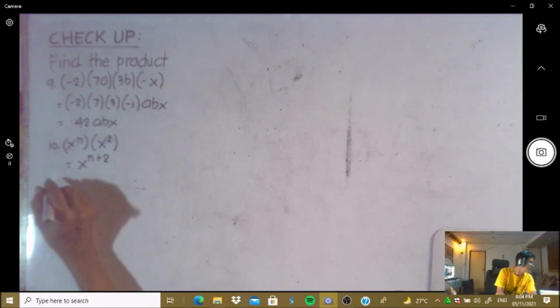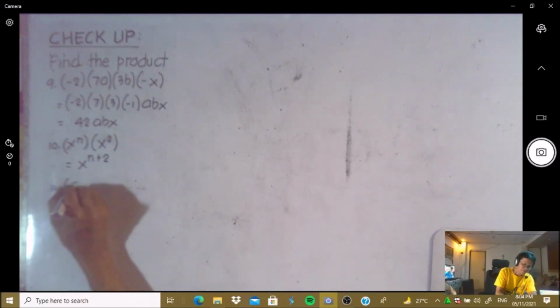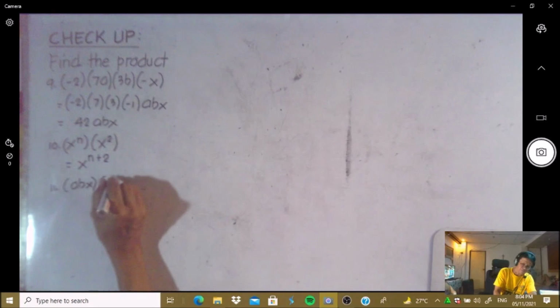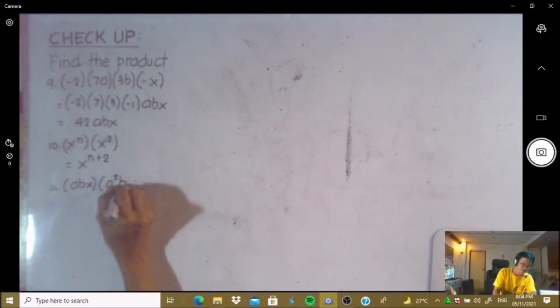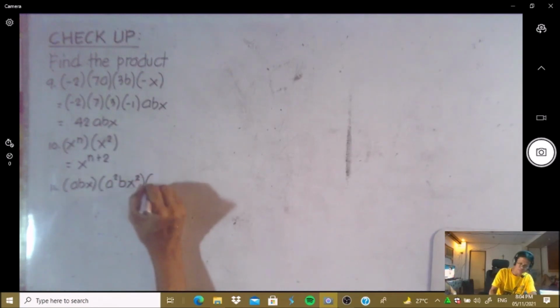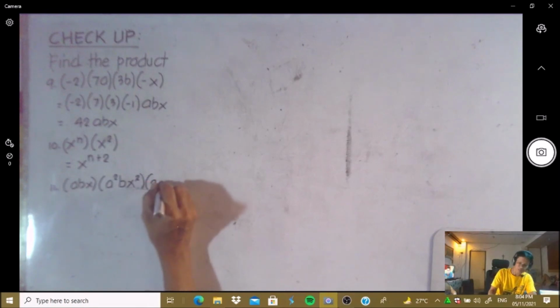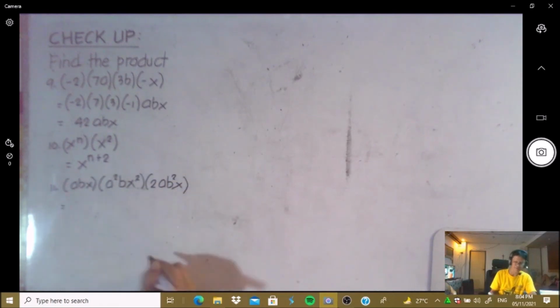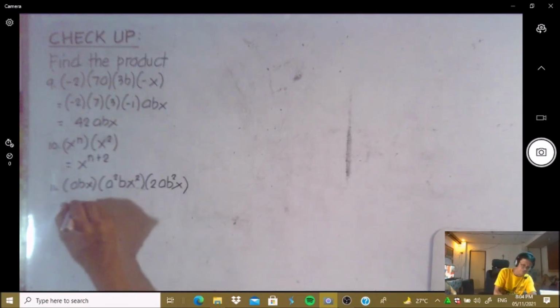For number 11, we have abx multiplied by a squared b x squared, multiplied by 2ab squared x. Okay, so therefore, we have our exponent, our coefficient is only 2, so we have 2.